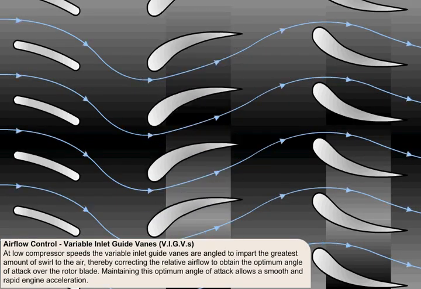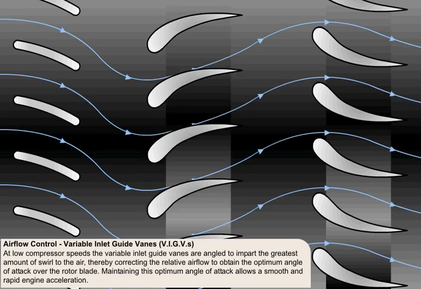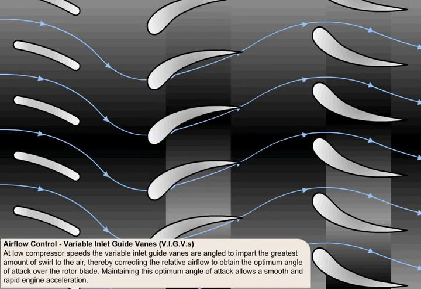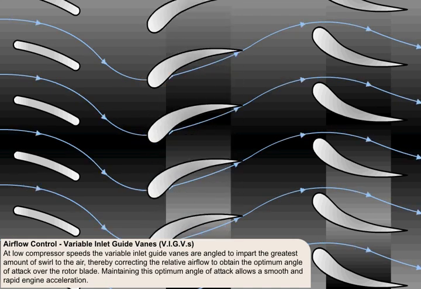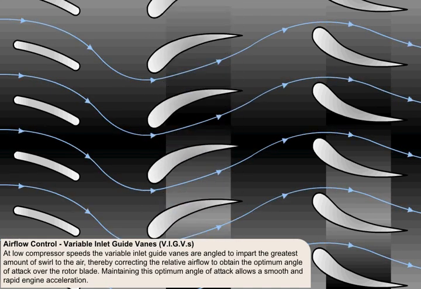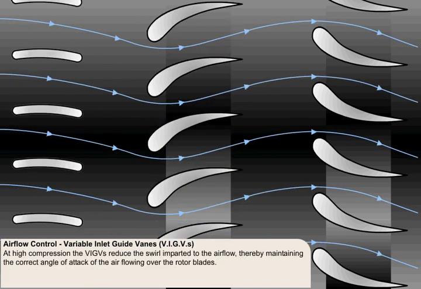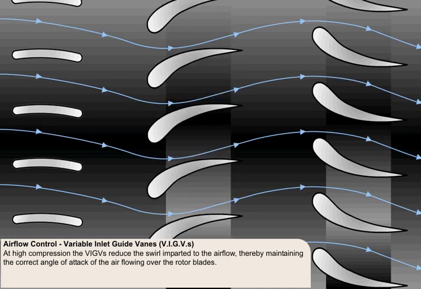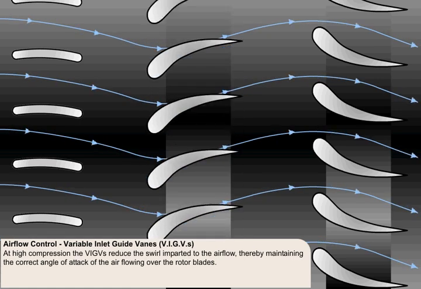At low compressor speeds, the variable inlet guide vanes are angled to impart the greatest amount of swirl to the air, thereby correcting the relative airflow to obtain the optimum angle of attack over the rotor blades. Maintaining this optimum angle of attack allows a smooth and rapid engine acceleration. At high compressor speeds, the variable inlet guide vanes reduce the swirl imparted to the airflow, thereby maintaining the correct angle of attack of the air flowing over the rotor blades.